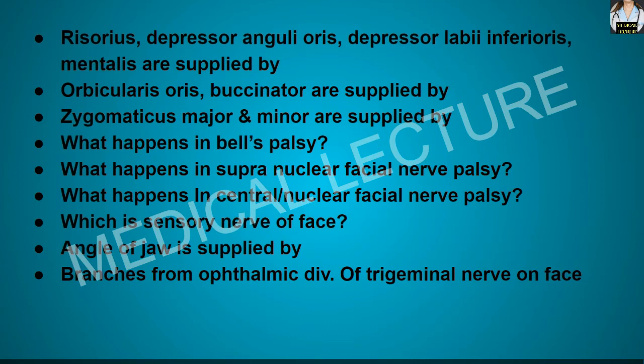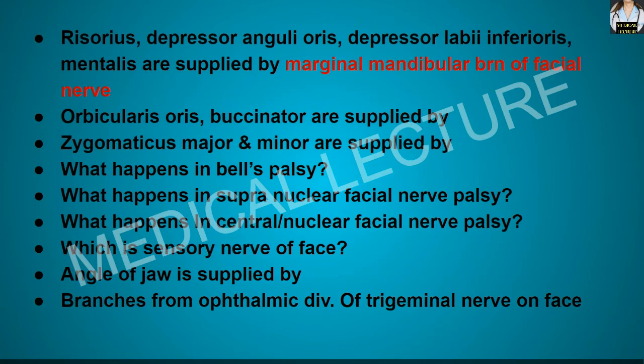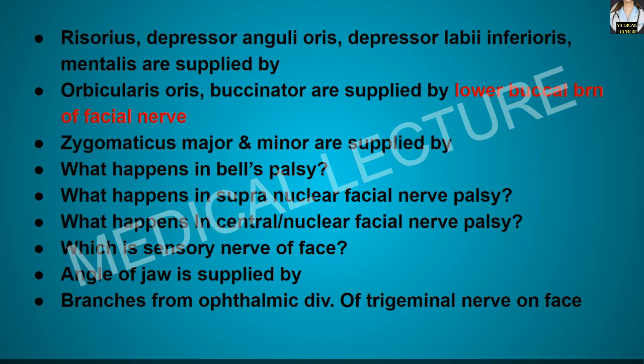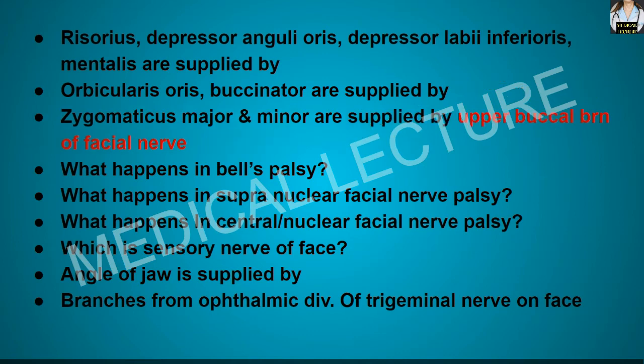Risorius, depressor anguli oris, depressor labii inferioris and the mentalis muscle are supplied by the marginal mandibular branch of the facial nerve. Orbicularis oris and the buccinator are supplied by the lower buccal branch of the facial nerve. Zygomaticus major and the zygomaticus minor are supplied by the upper buccal branch of the facial nerve.